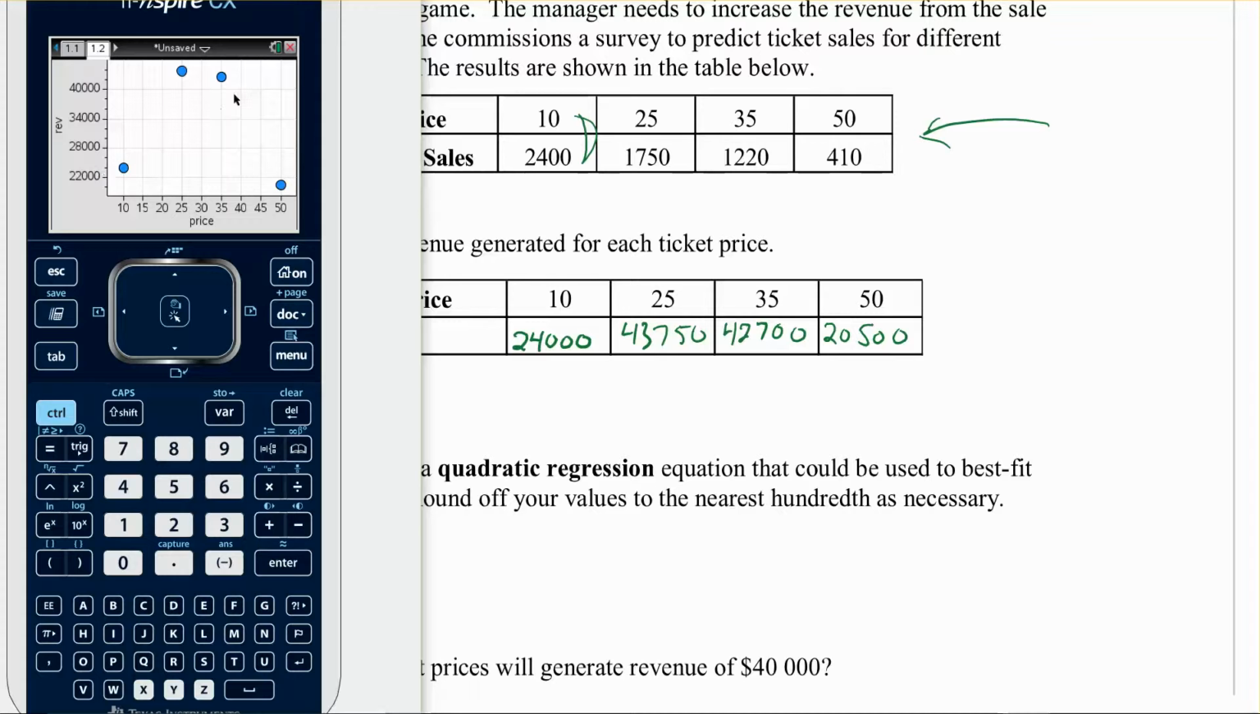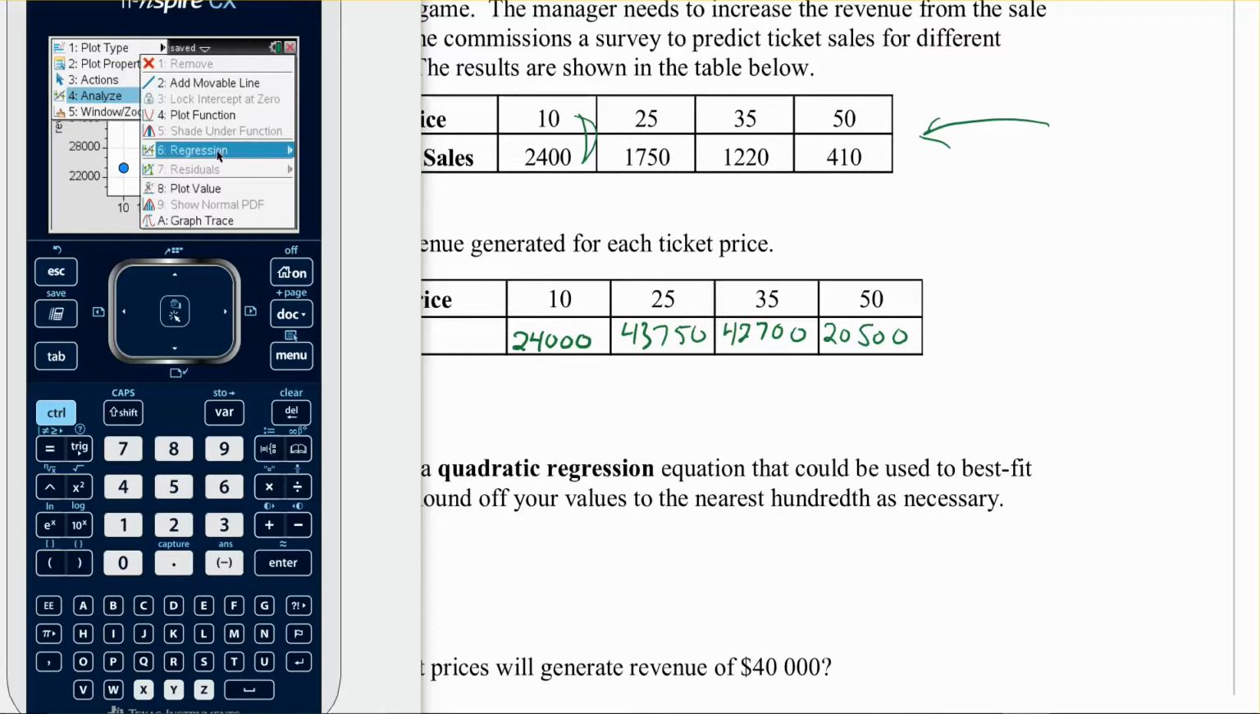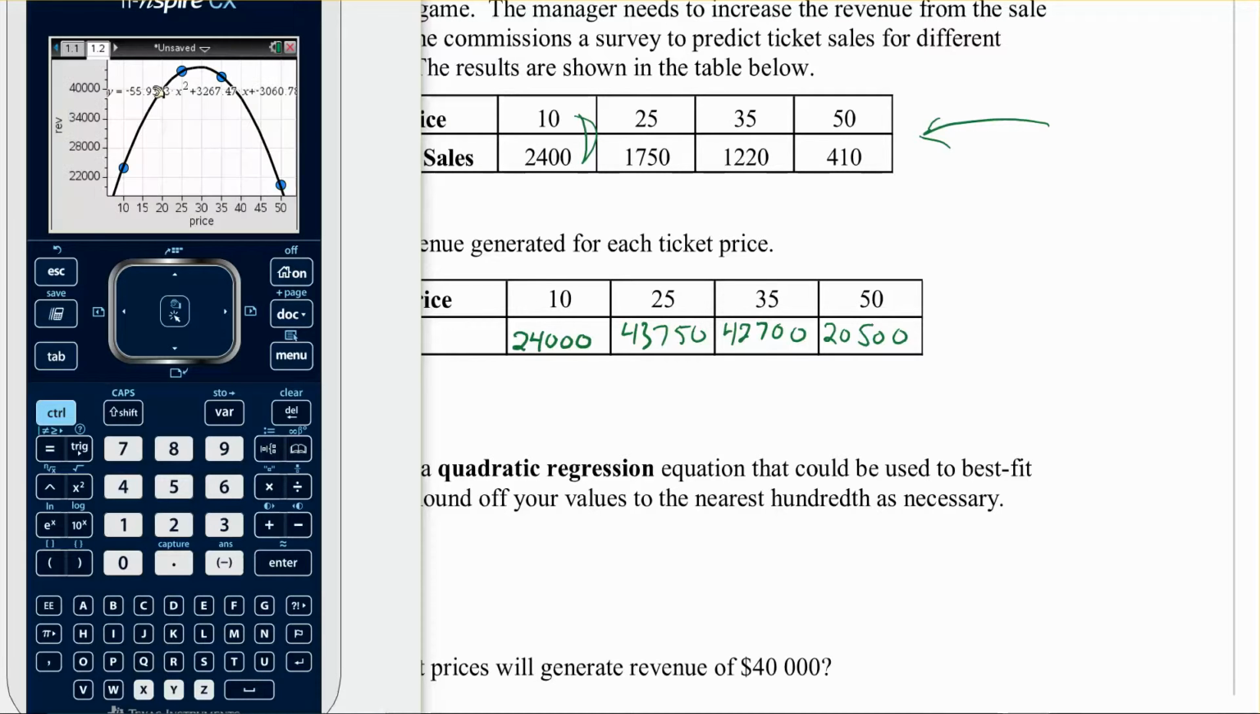So now the next thing we need to do is figure out what equation it's actually giving us. So you go menu, analyze, and then regression. And all of them that we're doing are quadratic, right? This unit is about quadratics, so quadratic. And it fits perfectly, right? So they've told us that it's negative 55.9333 x squared, yada, yada, yada. Okay.